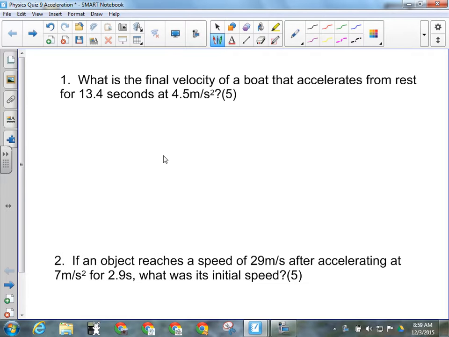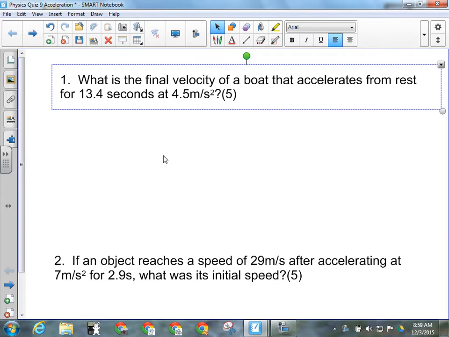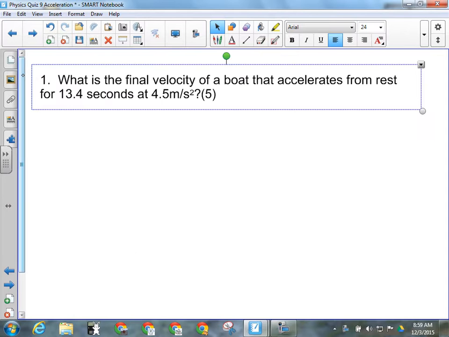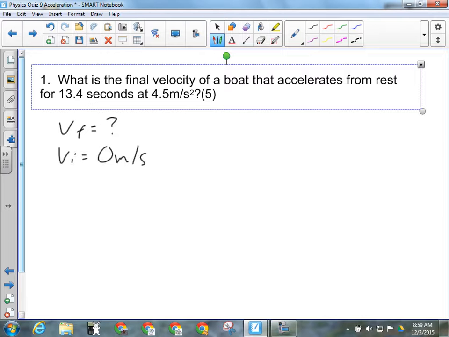All right, so what's the final velocity of a boat that is accelerating from rest for 13.4 seconds at 4.5 meters per second squared? They're asking us for VF. We don't know what that is. We're accelerating from rest, so VI is 0 meters per second, and we're doing that for 13.4 seconds at a rate of 4.5 meters per second squared. 1 mark for that. That's their givens.